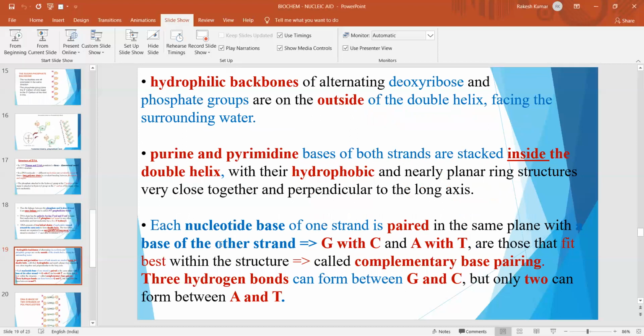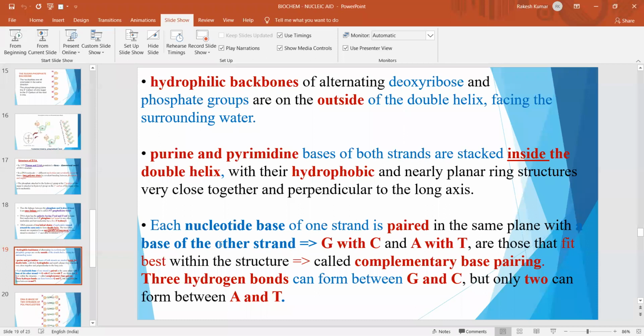The important thing is that the hydrophilic backbones of alternating deoxyribose and phosphate groups are on the outside of the double helix, facing the surrounding water, whereas the purine and pyrimidine bases of both strands are stacked inside the double helix with their hydrophobic and nearly planar ring structures very close together and perpendicular to the long axis.